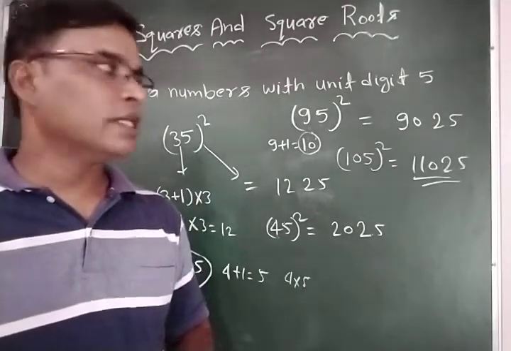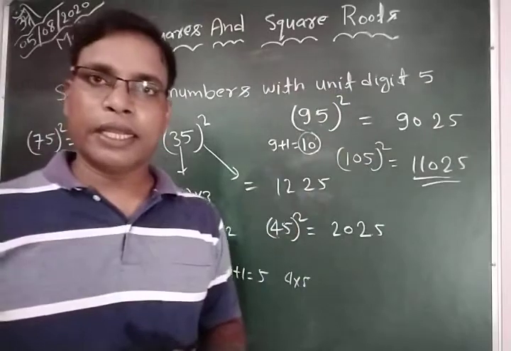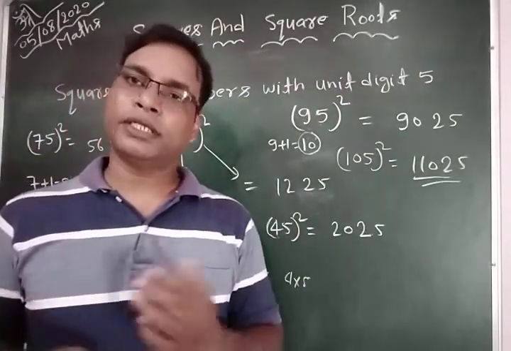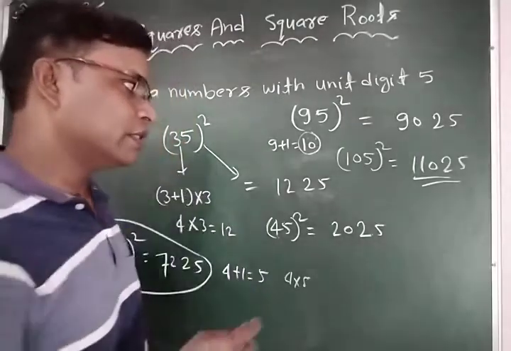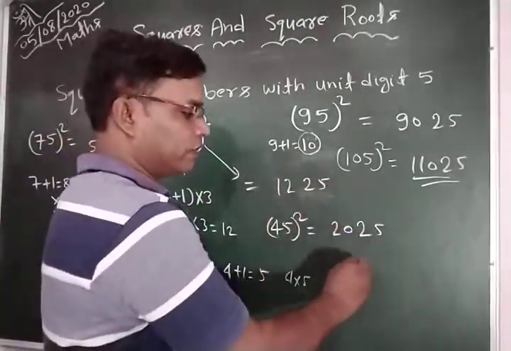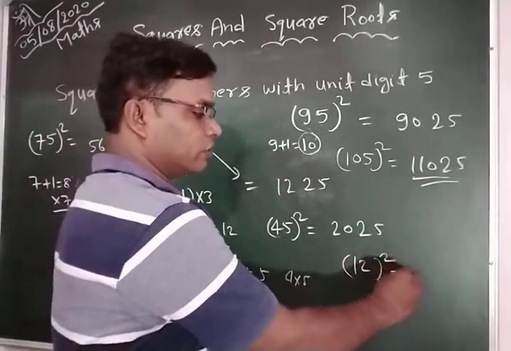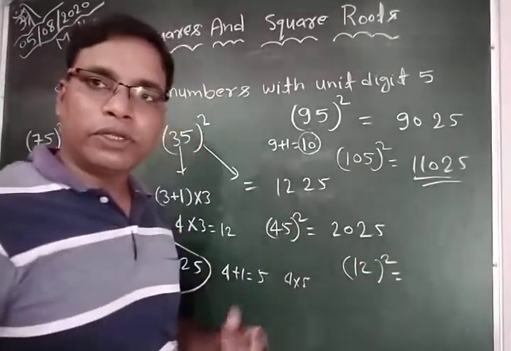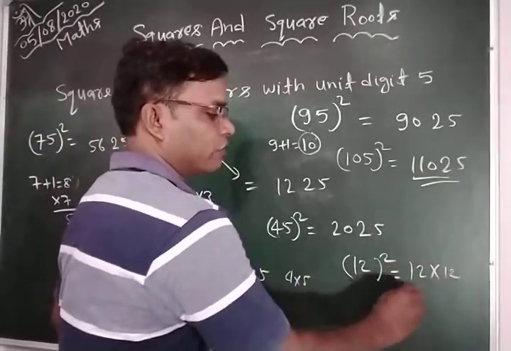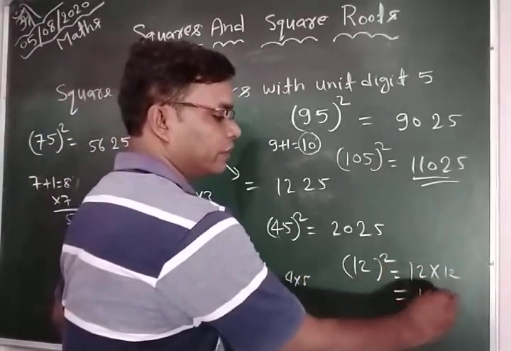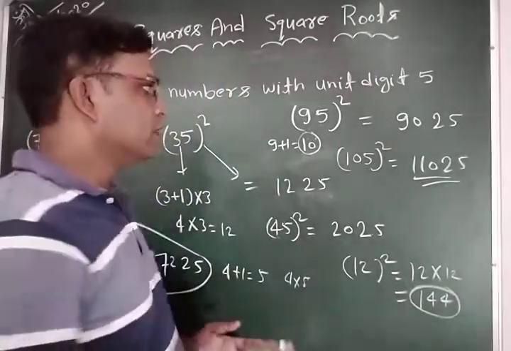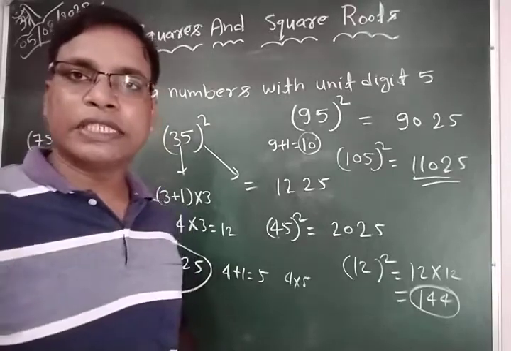And in general we find a square by multiplying the number by itself. For example, if you need to find the square of a given number, suppose you need to find the square of 12, it means that we multiply 12 two times. 12 into 12. So the square of 12 is equal to 144. Clear? The square of 13 is equal to 169.